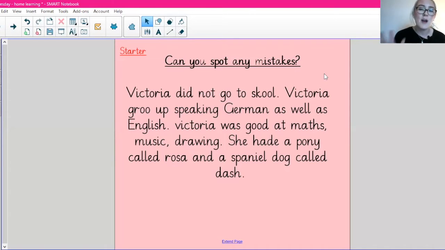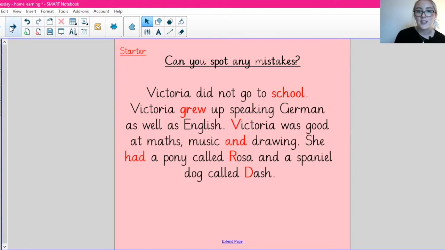Now you've had time, you might have found some of the mistakes. We're going to go through some of them and you can see if you got them correct. So here are the corrections. So the word school was spelt wrong. We did have grow, and that was spelt wrong, and it was also in the wrong tense. We obviously would say grew, and that's the correct spelling.